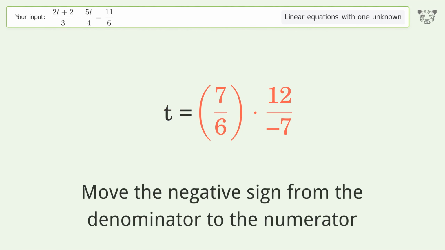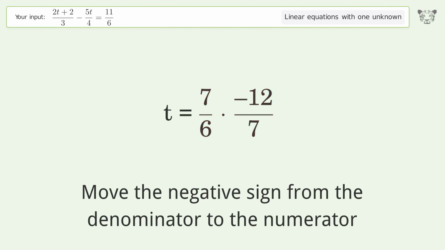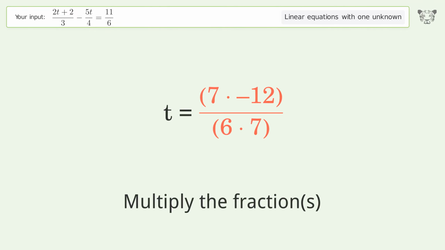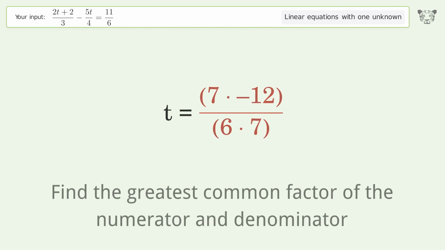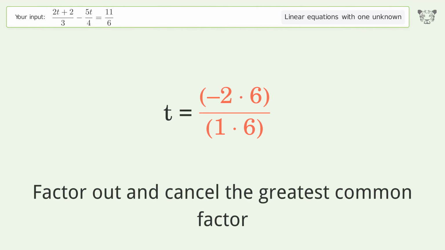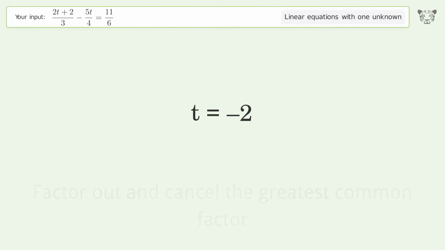Move the negative sign from the denominator to the numerator. Multiply the fractions. Find the greatest common factor of the numerator and denominator. Factor out and cancel the greatest common factor. And so the final result is t equals -2.